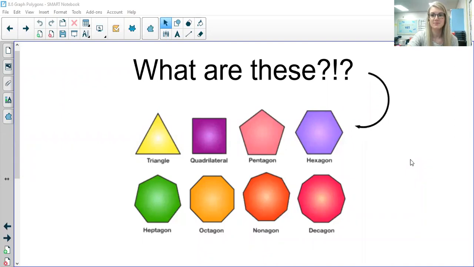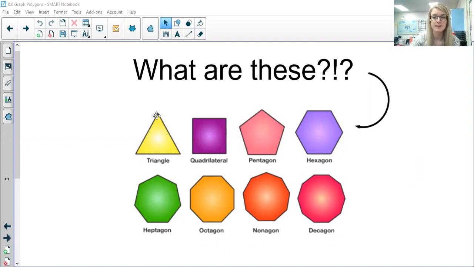Okay, so here's my first slide. What are all of these shapes? Well, you should look at these and they should all be pretty familiar to you. And the common name that they all share is polygon, okay? They are all flat shapes, so we're not doing 3D shapes, nothing like that. They're just flat shapes with straight lines connecting all of them, all the lines together.